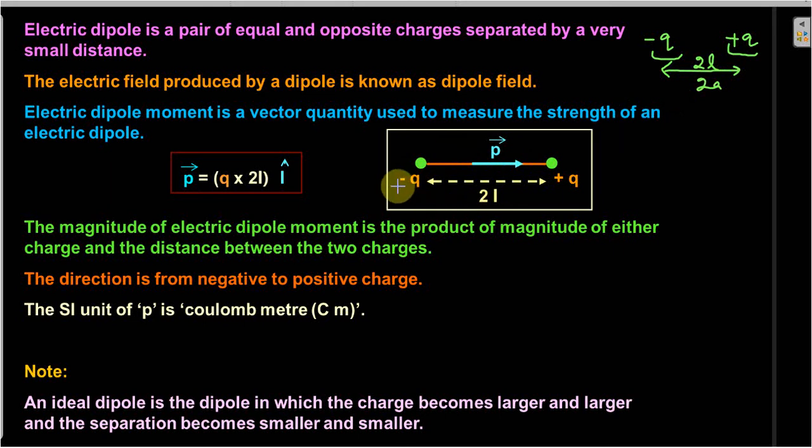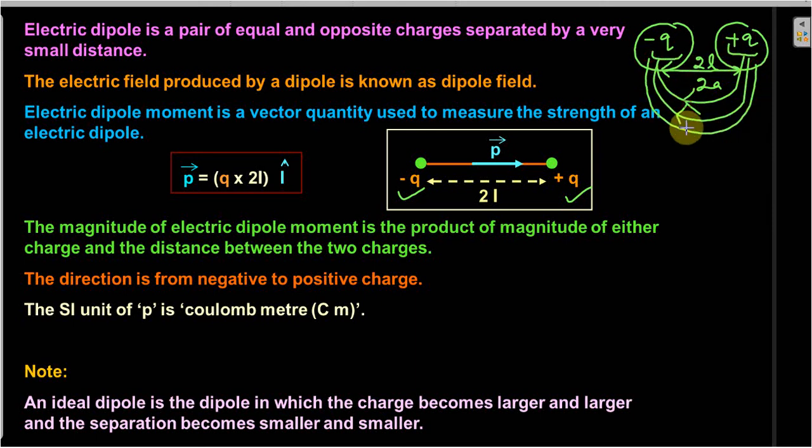So you can see here we have two charges, minus q and positive q, and both are separated by distance 2L. This kind of formation, when two charges having the same magnitude but opposite sign are separated by a small distance, is known as an electric dipole. The electric field produced by a dipole is known as the dipole field. These negative and positive q charges produce their field in that way.